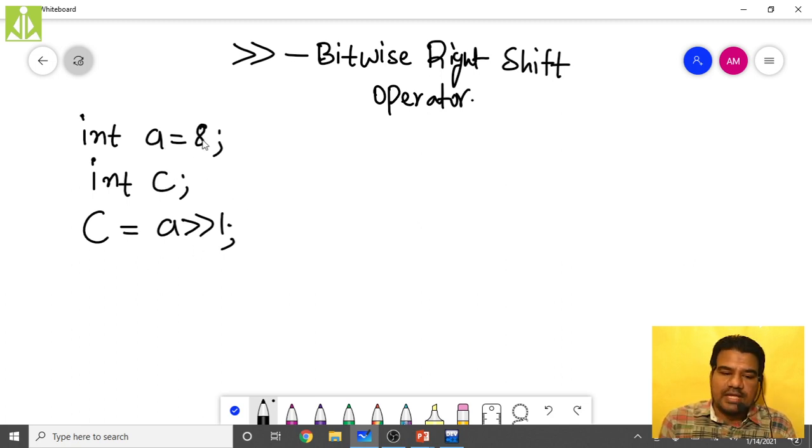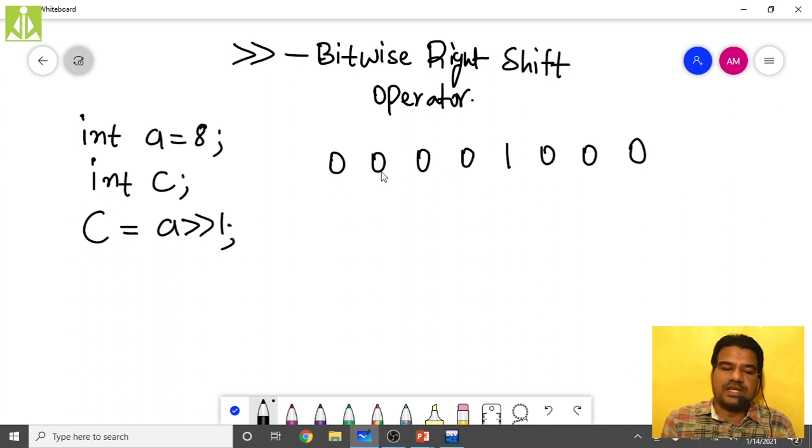So 8. What is the binary equivalent of 8? If you convert, you will get 1, 0, 0, 0. This is the binary equivalent for 8. So add four more zeros over here: 1, 2, 3, 4. Fix the places like this.